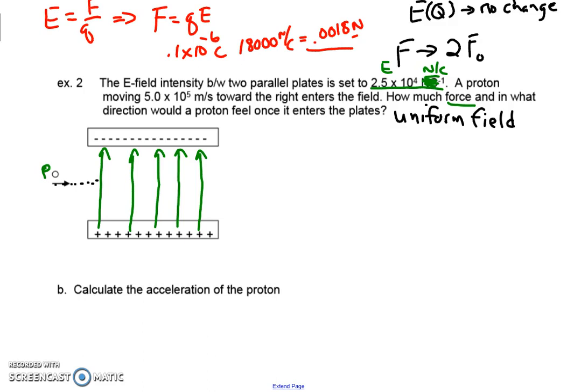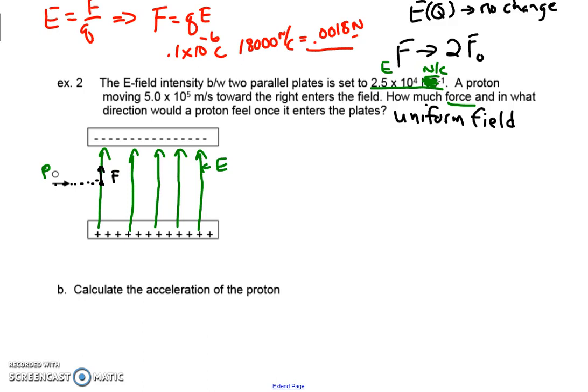Now let's do the direction. That's easy. The negatives are up here, the positives are down here, and so it's going to feel a force that is upward. Okay, it's going to be attracted to the negative plate. Notice again that the force is in the same direction as the field lines. And the field lines are indicating E, the strength of the field. Okay, the force comes into play when we bring in another charge there.